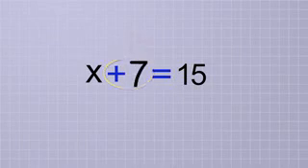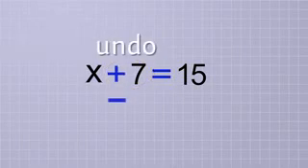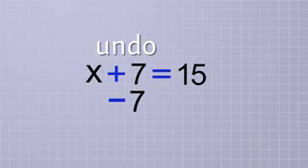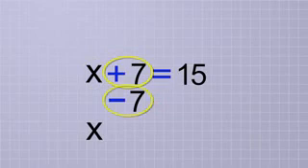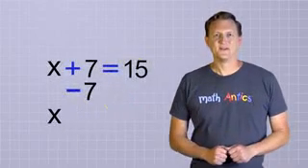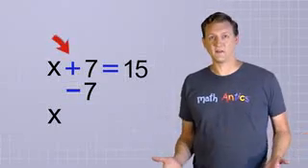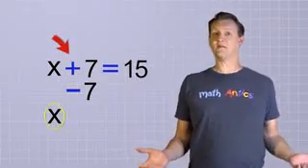Yes. Since 7 is being added to the x, we can undo that by subtracting 7 from that side of the equation. Subtracting 7 would leave x all by itself because x plus 7 minus 7 is just x. The plus 7 and the minus 7 cancel each other out. Okay, great. So we just subtract 7 from this side of the equation, and x is all by itself.